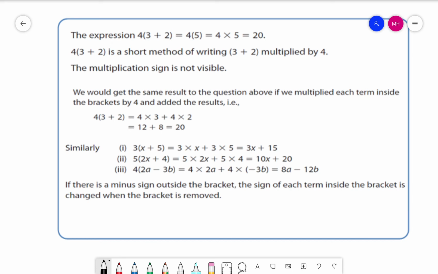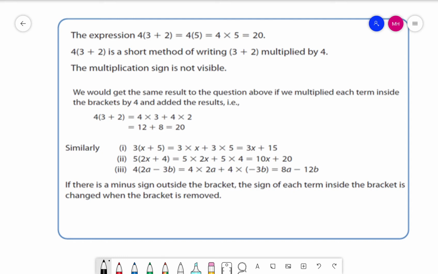Okay, so we're just going to look at some parts of the next section before I give you work to do. This is page 175 of your book, chapter 8.4, text and test 1. So we're looking at removing brackets. What that really means is we're looking at multiplying.